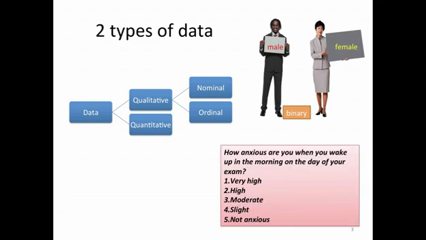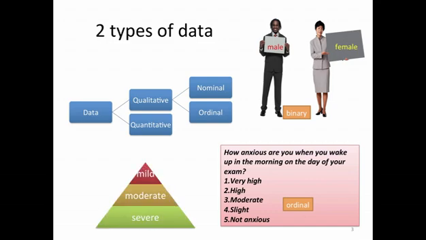Now, ordinal data are a set of ordered categories. For example, consider the answers to an item in a questionnaire. How anxious are you when you wake up in the morning? Number 1, very high. Number 2, high. 3, moderate. 4, slight. 5, not anxious. Though there is an order, one cannot say that the difference between 1 and 2 is same as the difference between 3 and 4. So ordinal data is data which can be ordered, but the intervals are not always equal.